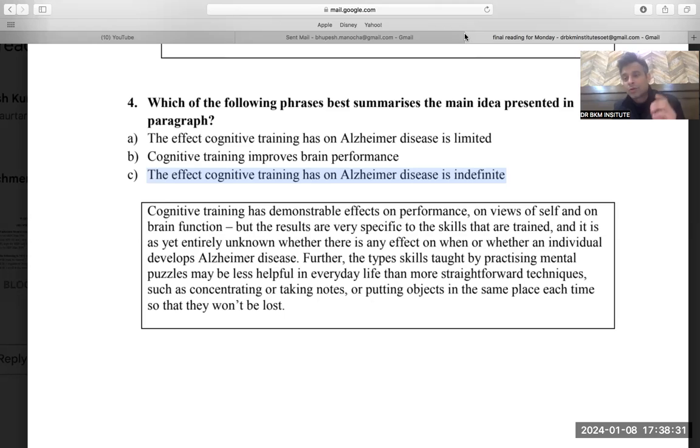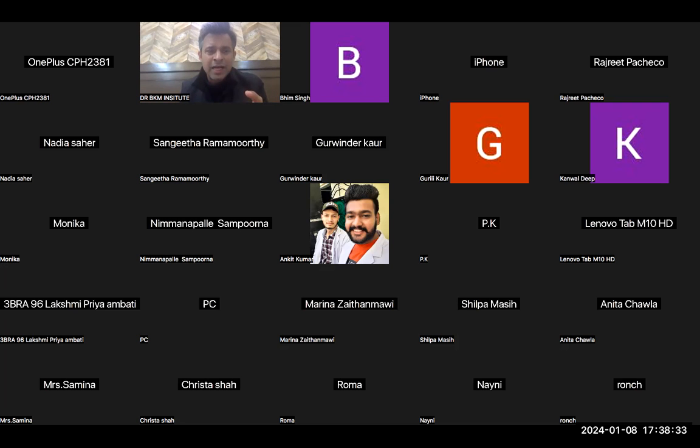So that is how complicated questions can be done. Again, I'm telling you, this is not an easy question. This is not out of those 10 easy questions. This is out of those 10 difficult questions in which you're going to speculate. Do elimination. Again, the word is: cognitive training has a limited effect. When we say limited effect, it means we know about it, whereas the paragraph was saying it is entirely unknown. So we cannot say it has a limited effect or unlimited effect. It is entirely unknown. So indefinite is the word that goes along.